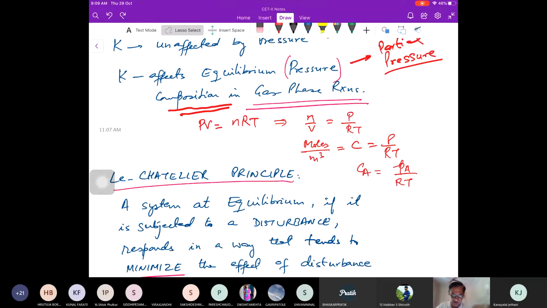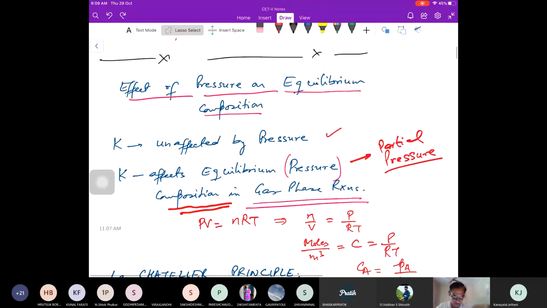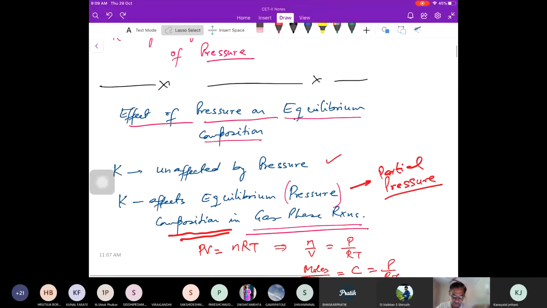Okay, so what is Le Chatelier's principle? We had seen it before. What is Le Chatelier's principle? Who can tell me? Does anyone remember Le Chatelier's principle? Nobody remembers, is it? We had seen it for temperature before, when we saw the effect of temperature.